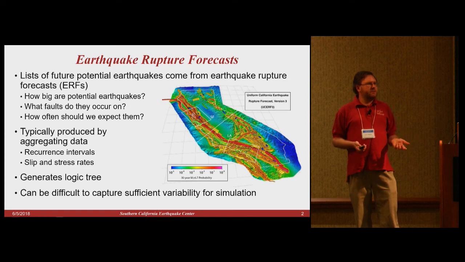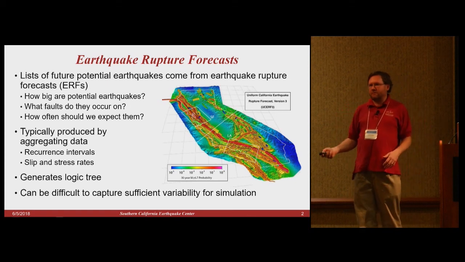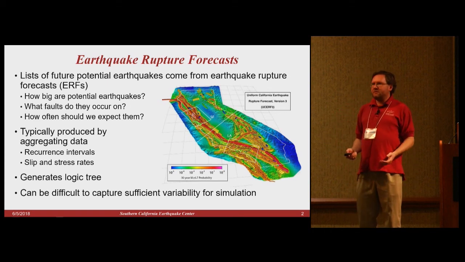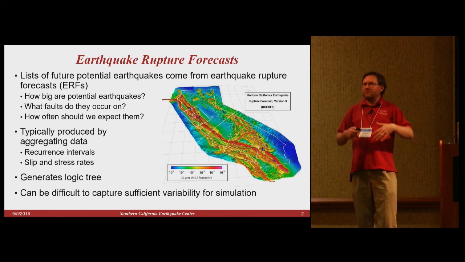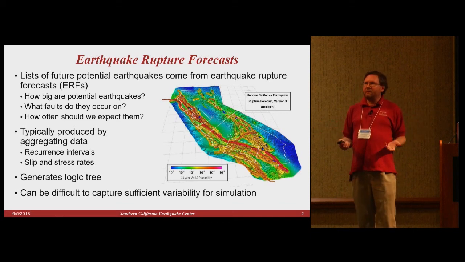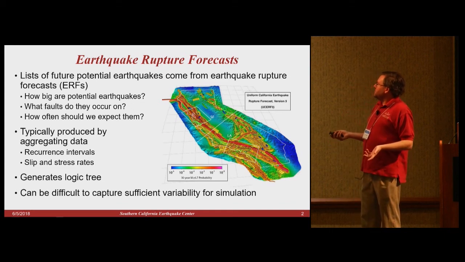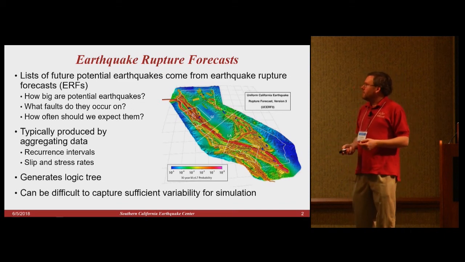Well, typically you produce this empirically. So you go out and you gather historic data. You take a look at recurrence intervals. How often do earthquakes occur on certain faults? You look at slip and stress rates, right? If a fault accumulates stress at the rate of 1 centimeter per year, then it's got to slip enough to make up for that over a long time frame. And so you can put this all together and you can generate an ERF. There's a graphical representation of one here on the right. So you see the different faults lit up. The colors correspond to the probability of experiencing a major earthquake.